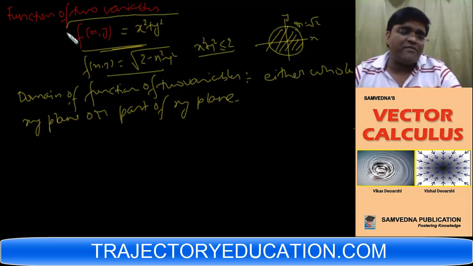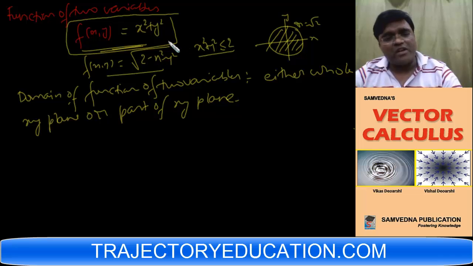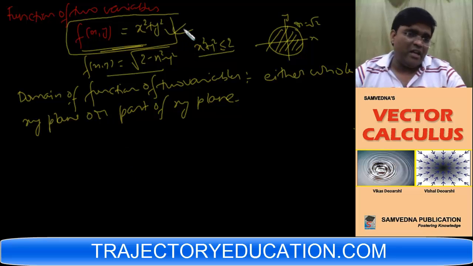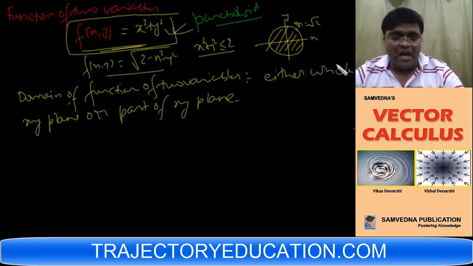Now let me proceed ahead with this function f(x,y) equals x square plus y square. Let me plot this first. Let me plot f(x,y) on the z axis. X and y are independent variables. Z will be a dependent variable which will be given by z equals f(x,y). What exactly is this? This is a paraboloid. It looks like a cup-shaped surface.